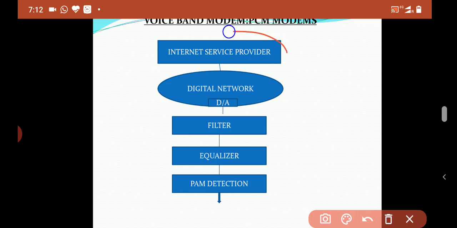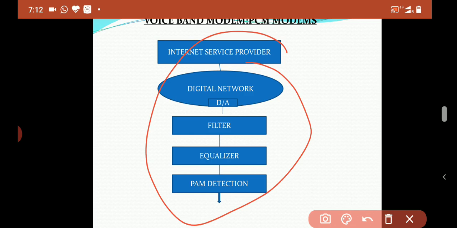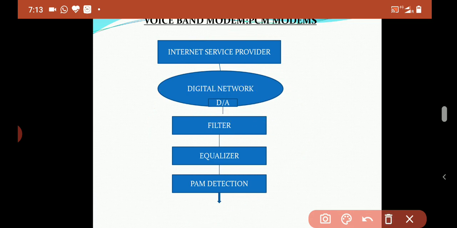So all these things I have explained to you. This is the internet service provider, then there is a D2A converter, digital to analog conversion, and a filter. I have told you that this is the band pass filter to eliminate interference and so on. Then there is equalization to settle down all the distortion. Then there is PAM detection, which is used to detect the signals. I have given a detailed explanation in the lecture, so you can refer to that particular portion.